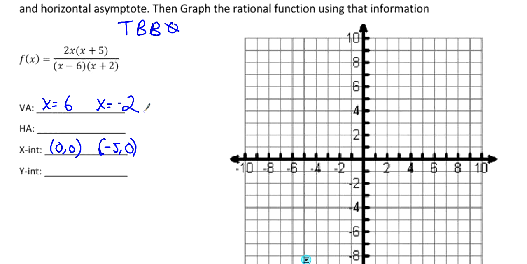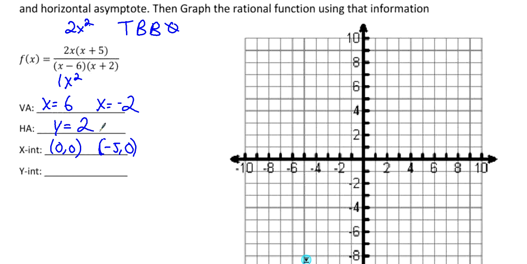My horizontal asymptote, that's the both part, okay? Which means we look at the power of the top and the power of the bottom. So when we FOIL this out or distribute everything, we get 2x squared on top and just x squared on the bottom. And since our powers are the same, we just use our lead coefficients to find our horizontal asymptote. So it's 2 over 1. So our horizontal asymptote's at 2.